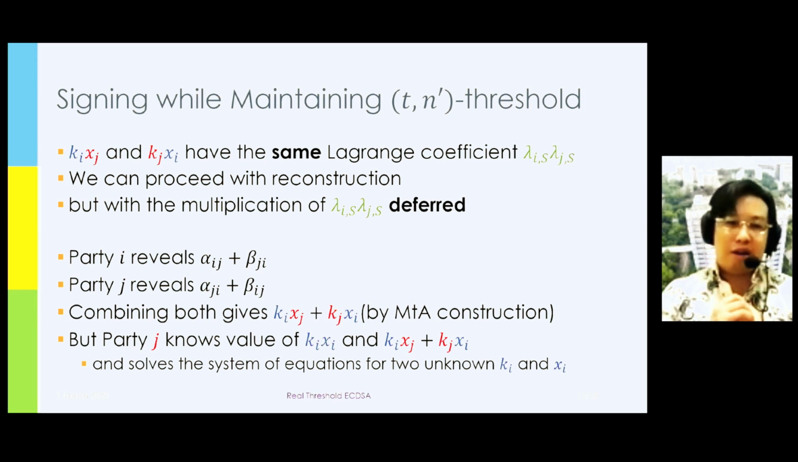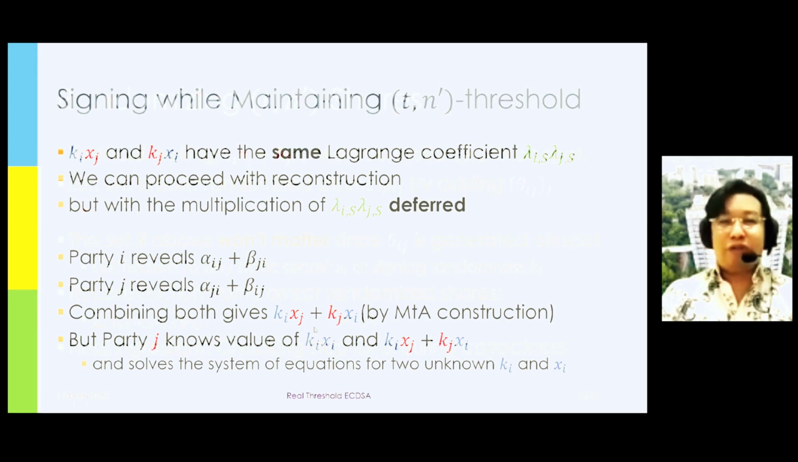But we still have a problem. It is okay for one invocation, but if we try to run it twice, then we run into the problem of having two equations and two unknowns, because Si and Sj will be fixed while K will be varying. So in a nutshell, it is not okay to directly reveal this term.